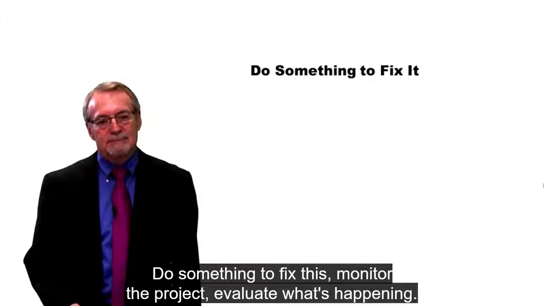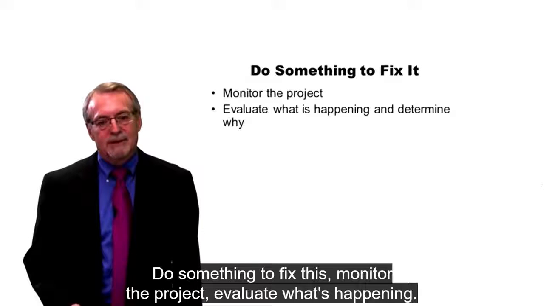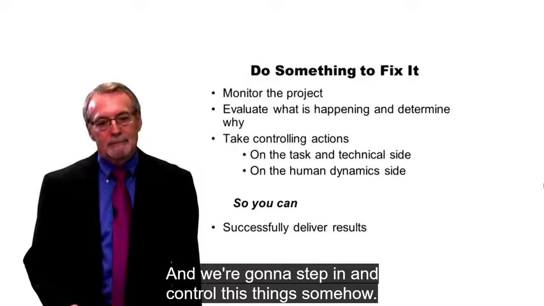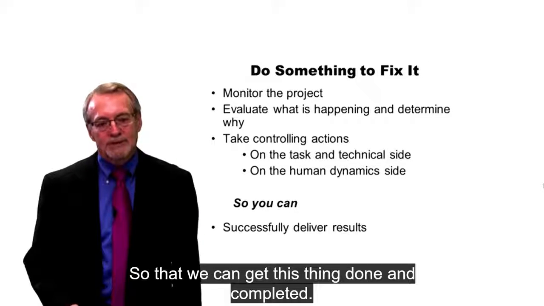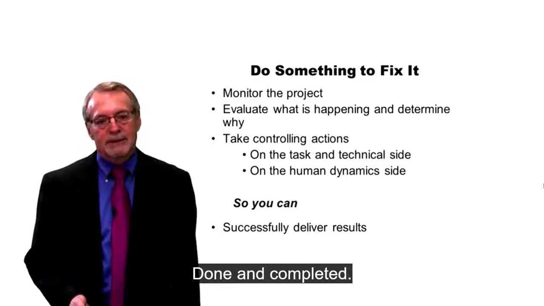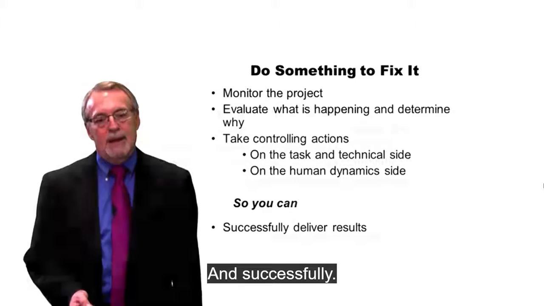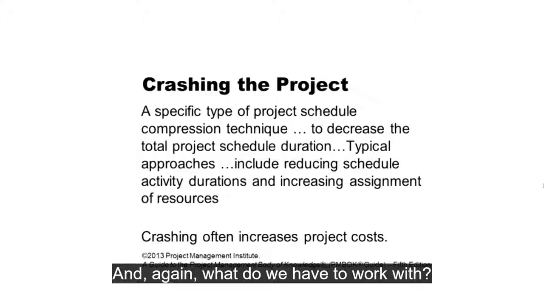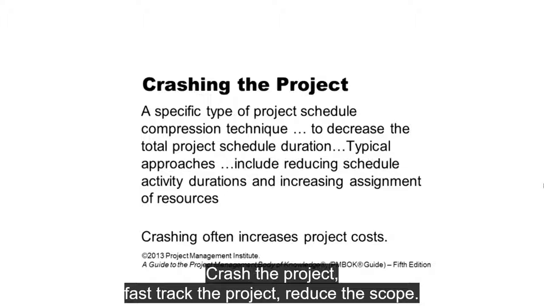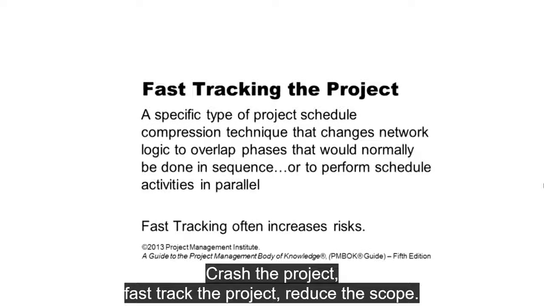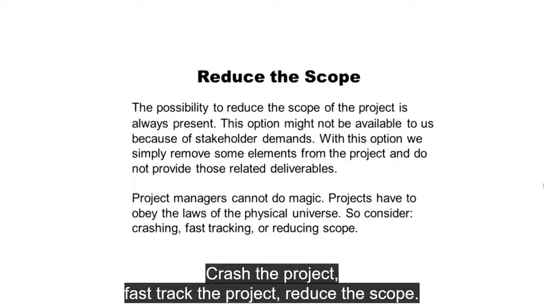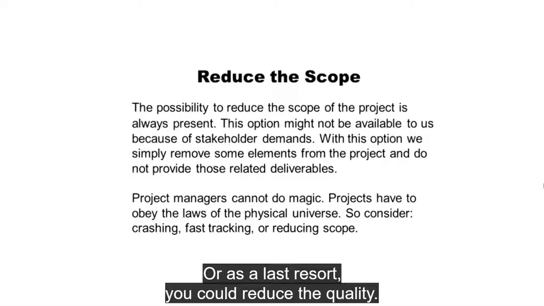Do something to fix this. Monitor the project, evaluate what's happening, then we're going to step in and control this thing somehow so that we can get this thing done and completed successfully. And again, what do we have to work with? Crash the project, fast track the project, reduce the scope, or as a last resort, you could reduce the quality.